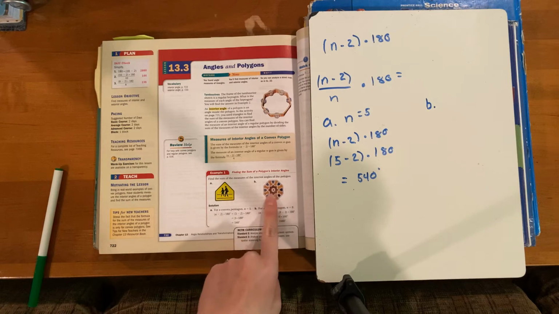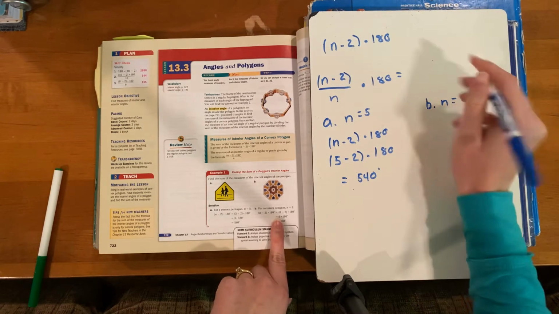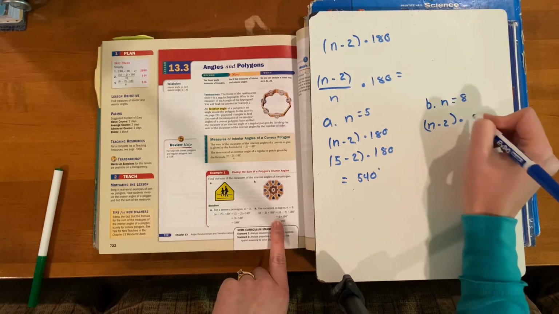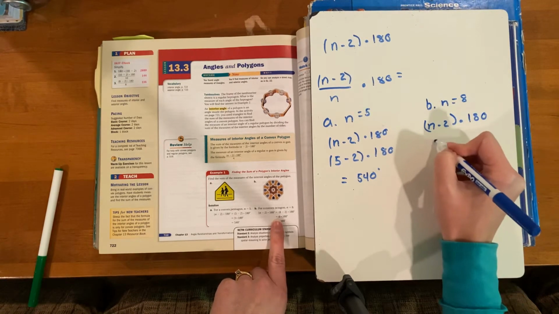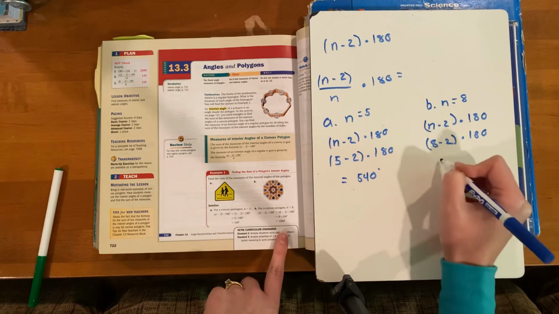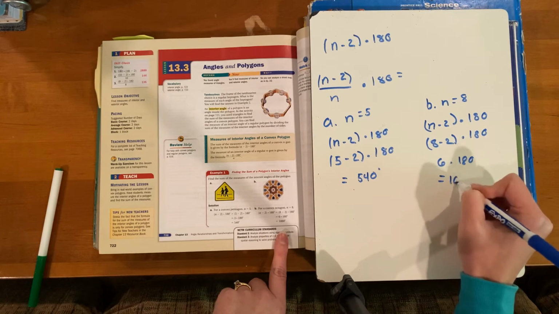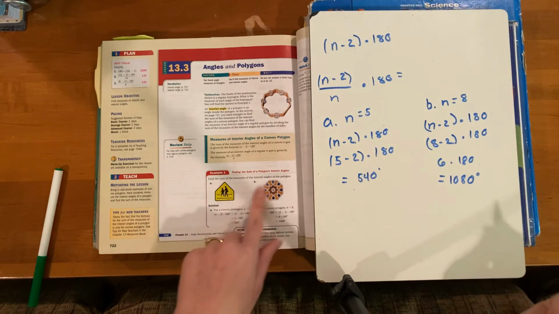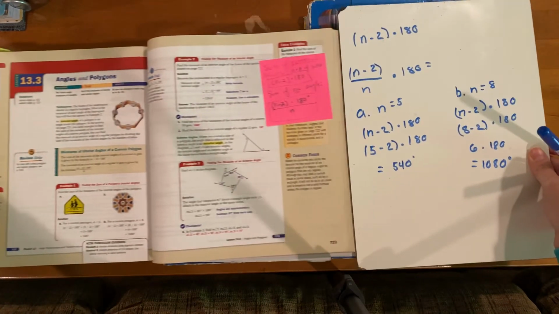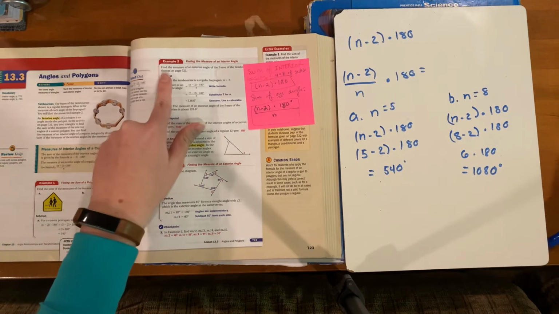So for B, we have to again count the number of sides. 1, 2, 3, 4, 5, 6, 7, 8. We have an octagon, so n equals 8. Plug it back into the first formula. n minus 2 times 180. 8 minus 2 times 180. 6 times 180 is going to equal 1080 degrees. So the sum of each angle in our octagon when added together is going to equal 1080 degrees.